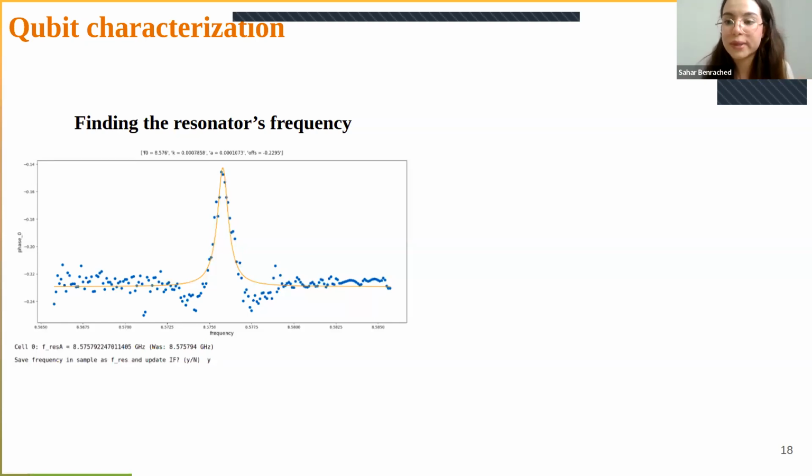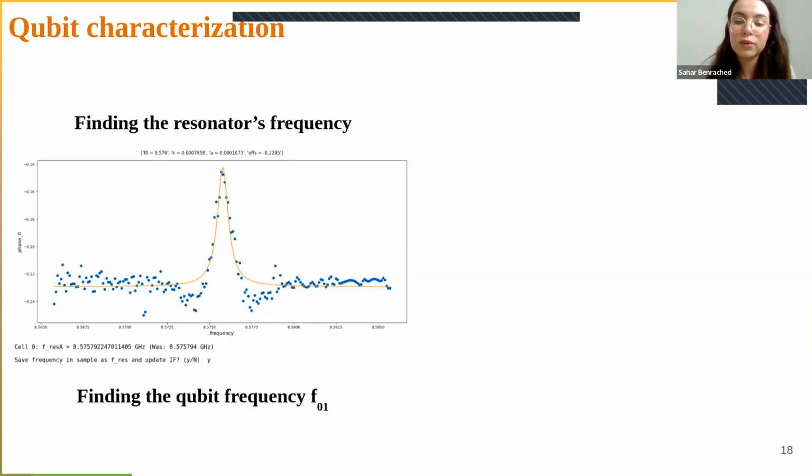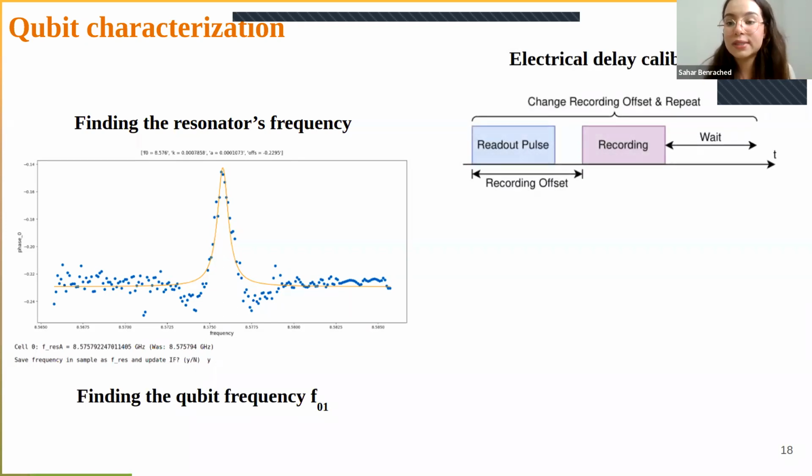So, as I have presented before, the qubit will be connected to a resonator, so the resonator would inform us more of the readout state, but also it's important for the application of gates. So we define the resonator's frequency, which will help us therefore to find the qubit frequency. And then the electrical delay calibration.